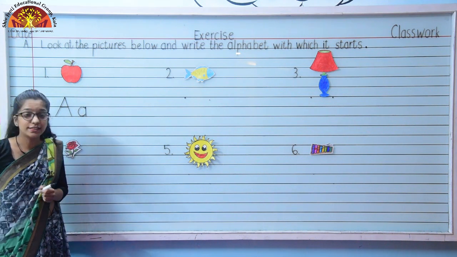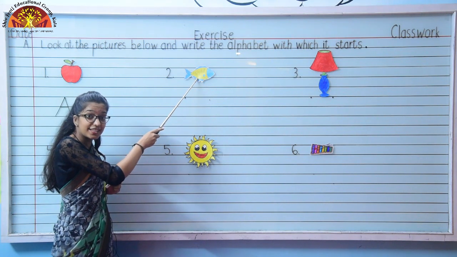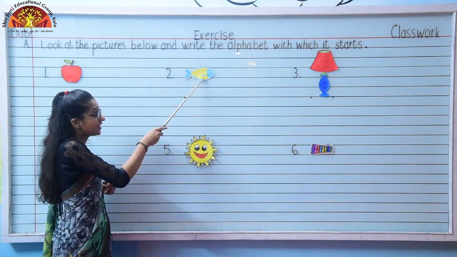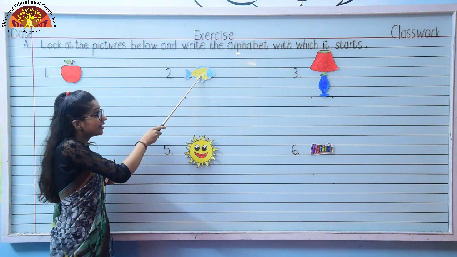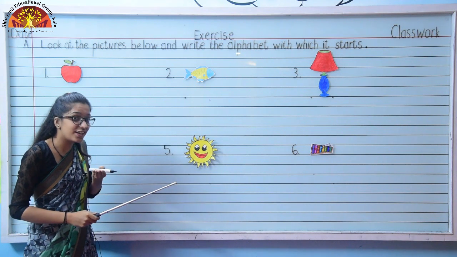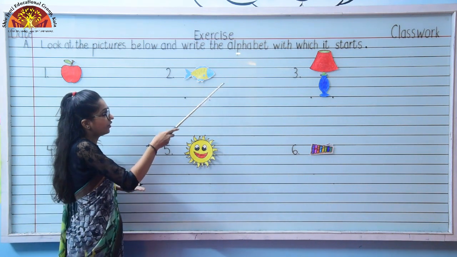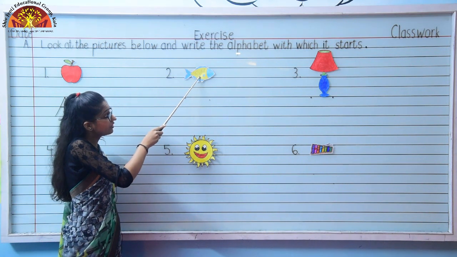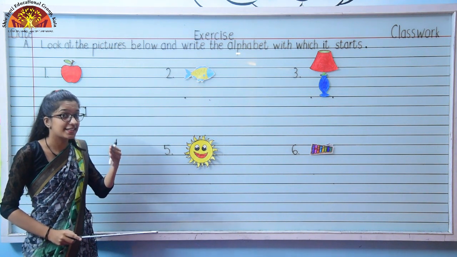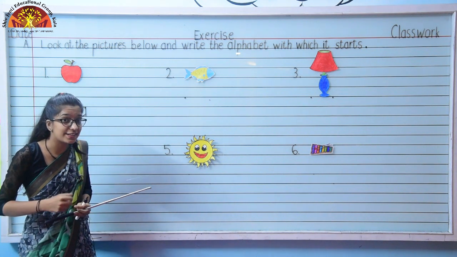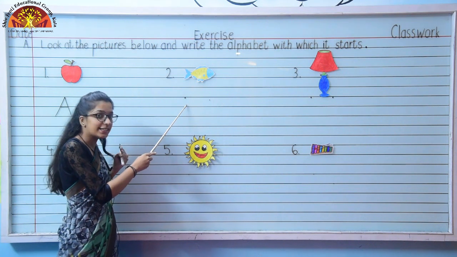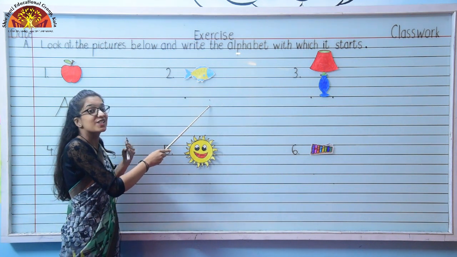Now move to next one. Now kids, tell me which picture is this? Yes, this is a picture of a fish. Kids, can you tell me, where does fish live? Fish lives in water. So the spelling of fish is F-I-S-H. So which is the beginning letter? It's F. So we have to write here capital letter F and here we have to write small letter F.